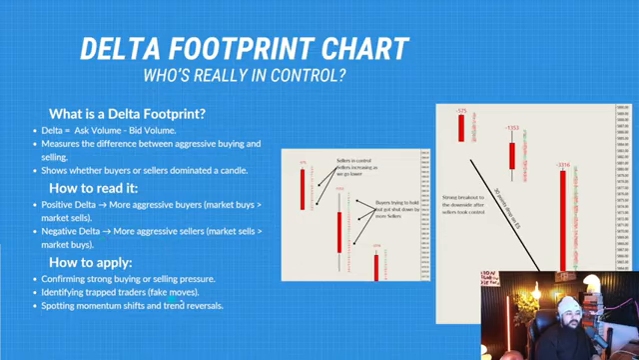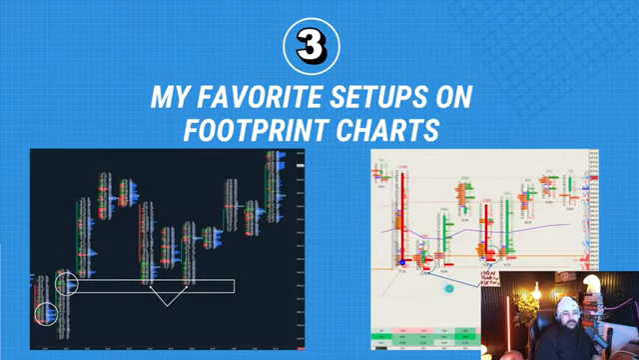So how do you apply this? You confirm strong buying or selling pressure, identify trapped traders, and spot momentum shifts and trend reversals. Over here you can see sellers are in control as we have a negative delta throughout this candle, and it's much easier to read. And then you can see buyers tried buying all the way up here, but then passive sellers took over and moved the market down, as you can see by the delta, and a strong breakout to the downside occurred, almost 30 points if you were able to identify the selling.